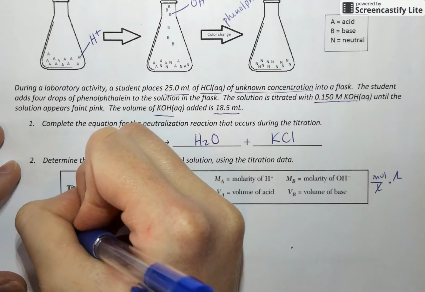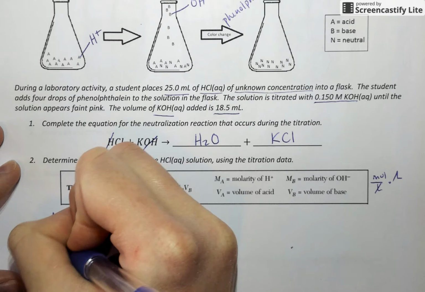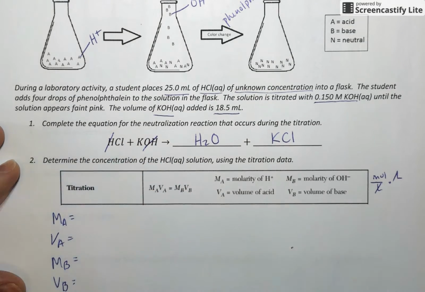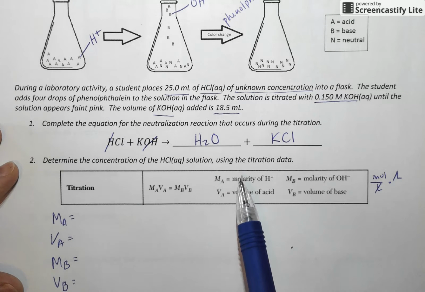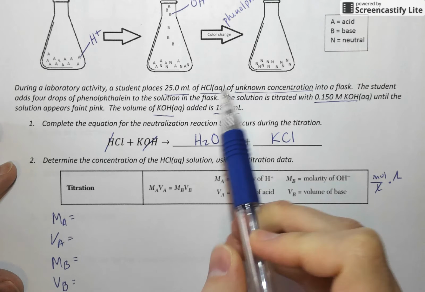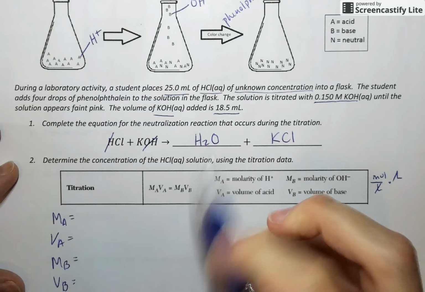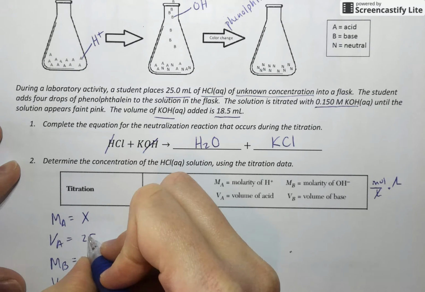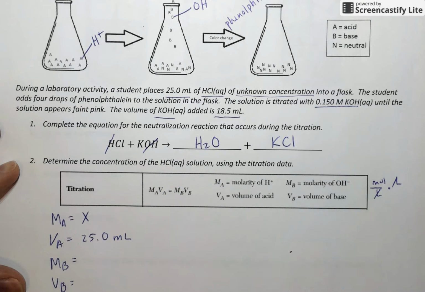I need to make a little laundry list of what I know and what I don't know, so I'll tabulate all of that here. Molarity of H+, so the concentration of the acid. My acid was HCl, and I have absolutely no idea what its concentration is, so that's going to be our X. Volume of acid, well, I had 25 milliliters of HCl, so this is going to be 25.0 milliliters. I don't really care whether the unit is milliliters or liters, as long as I stay consistent with my acid and my base.